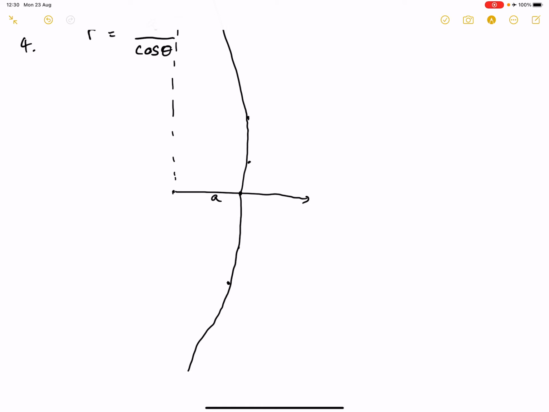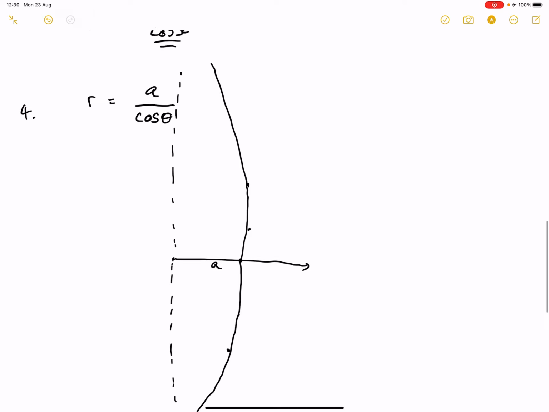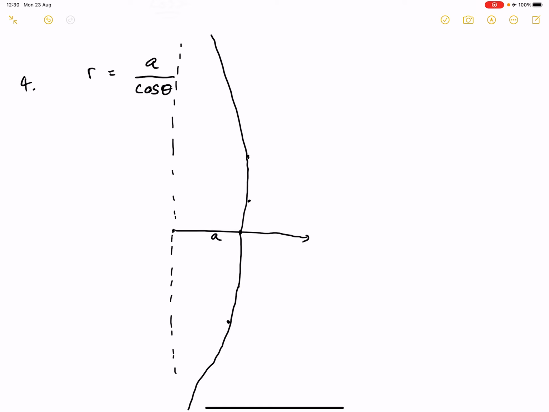So we never actually cross this vertical line. It's asymptotic. And if you look it up on Desmos, it will probably come out with something like this.